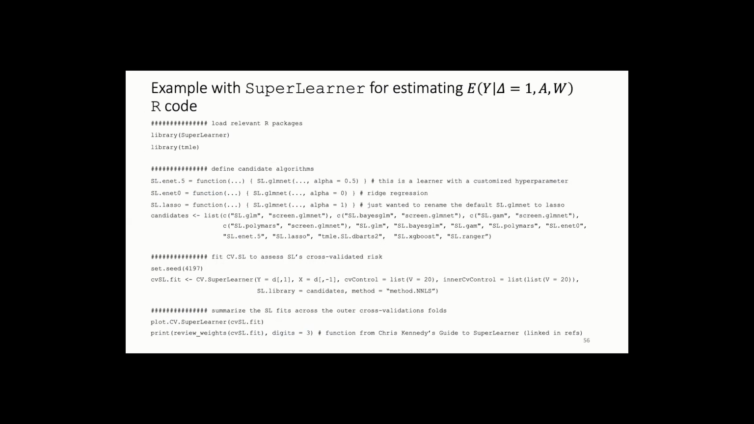Here is the R code for specifying that Superlearner with the CV Superlearner. Sometimes I needed to define a special learner that wasn't available. It's very easy to do. You can see it just took one line. And then all I did was specify the candidates, set the seed, and cross-validated the superlearner fit using non-negative least squares as the meta learner, and it's normalized, so all the weights sum to 1. Also, this is how I generated the plot and that table.